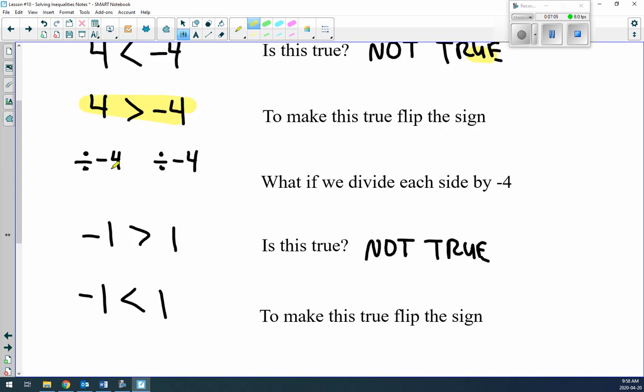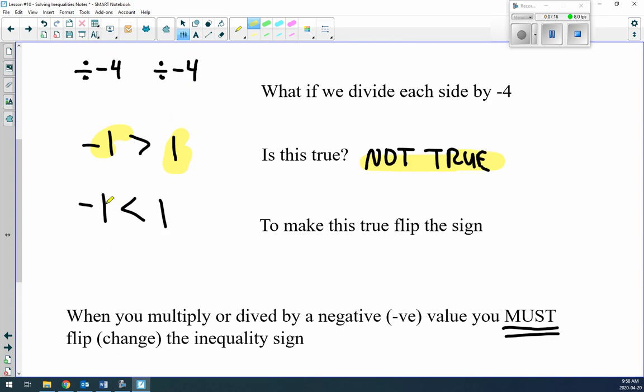So 4 divided by -4 is -1. -4 divided by -4 is +1. Is -1 greater than 1? No, it's not true again. Oh, okay. So to make it true, what we have to do is flip the sign. So -1 is less than +1.